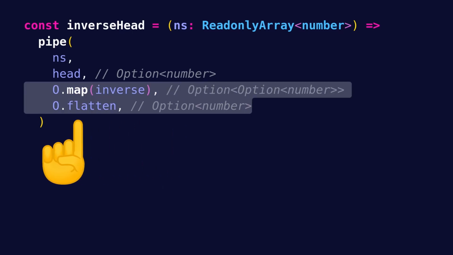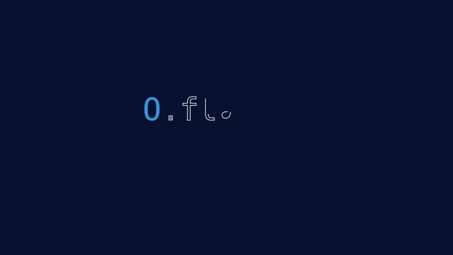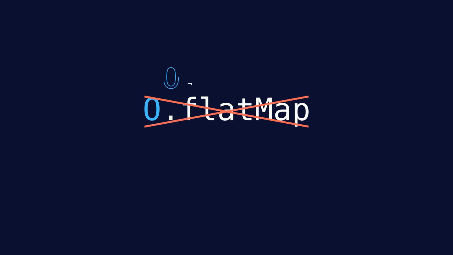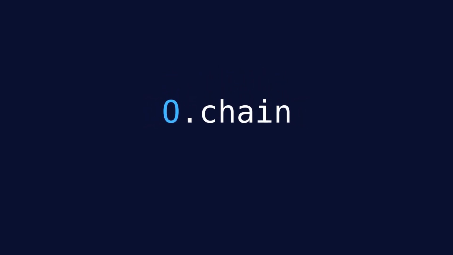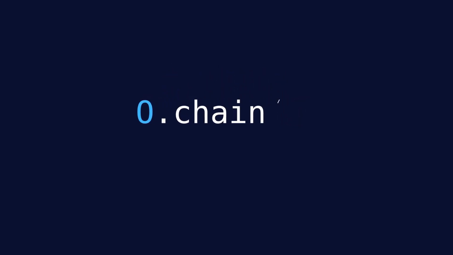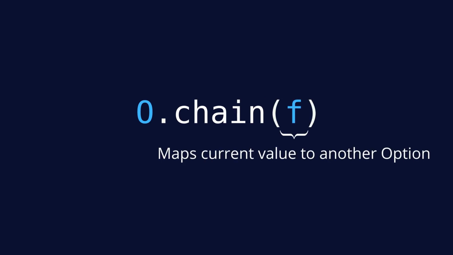Turns out that these two operations, mapping and then flattening, are so common that it's worth having a separate util that does just that. A natural name for this util would have been option.flatMap. However, in fp-ts, this util is called option.chain, but you should just think of it as flatMap. Option.chain takes a function that maps the current option's value into another option and returns back the flattened option.